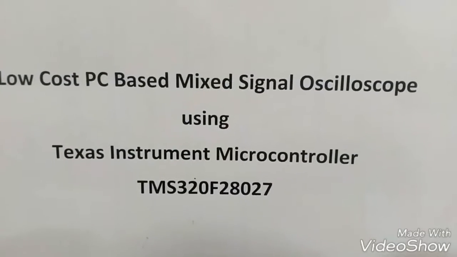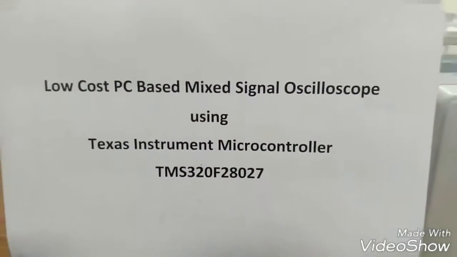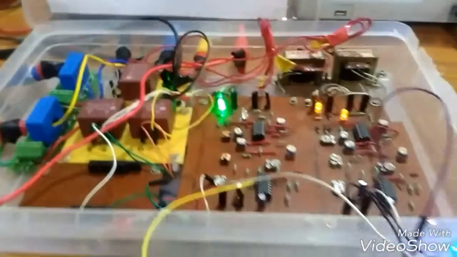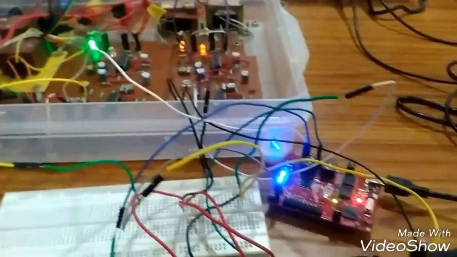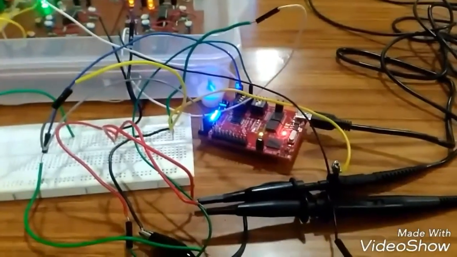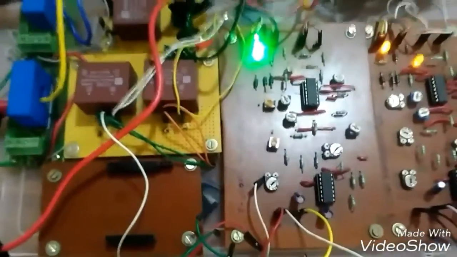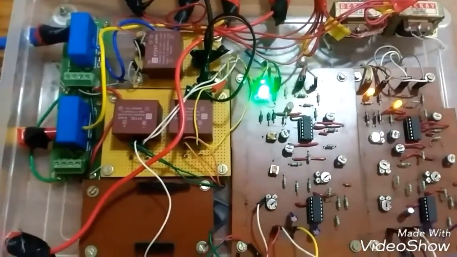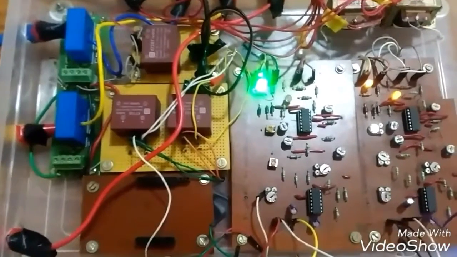Low-cost PC-based mixed-signal oscilloscope using Texas Instruments microcontroller TMS320F28027 is our project. This is the experimental setup that has been designed, and the C2000 microcontroller is kept out for convenient connection purposes. The experimental setup consists of current sensor and voltage transformer for sensing the voltage and current that has to be measured. And it also contains the signal conditioning board that converts the bipolar signals to unipolar signals for measuring, and it also eliminates the noise signals.